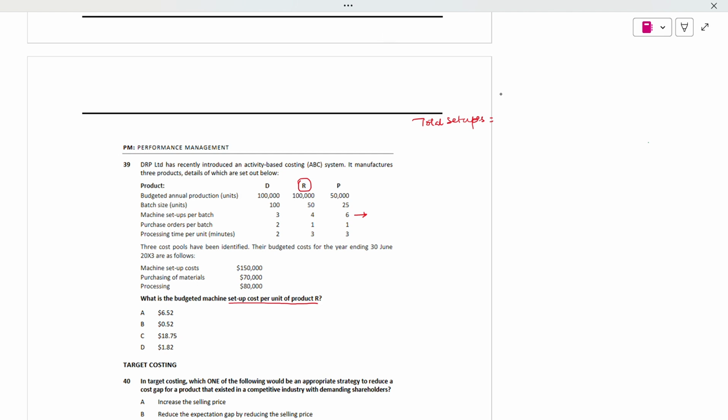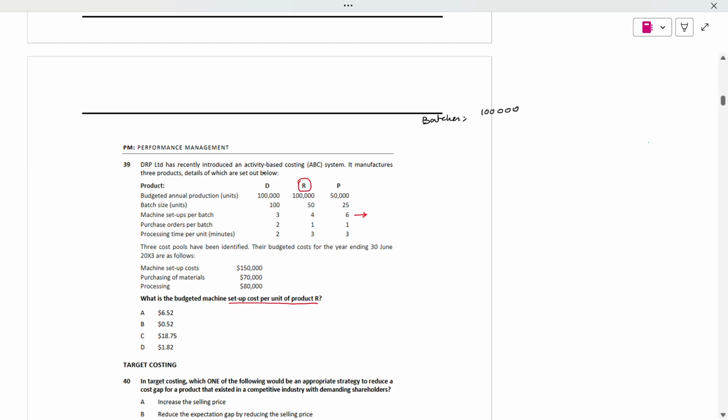Total setups. Total setup is how much? See that. How many units are there? You have to know how many batches. Okay, first you have to take, see, I will put it more clearly here. How many batches? The first step is to calculate the batches. How many batches are there?